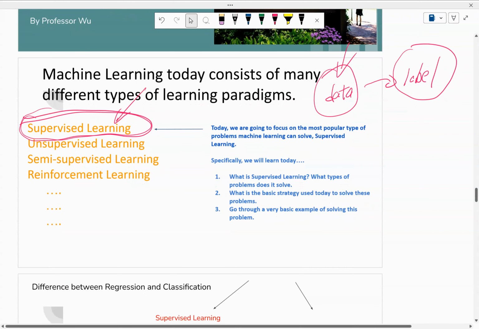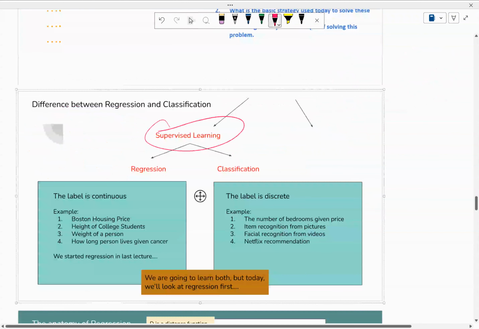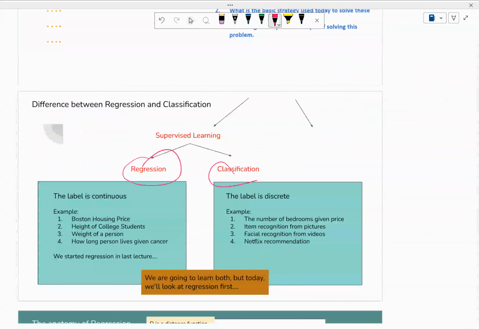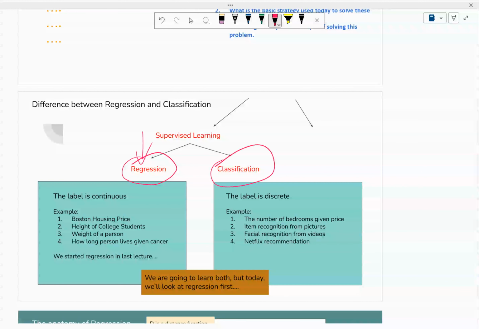Now, supervised learning is divided into two types. One is called regression, the other is called classification. Remember, we have labels and you're trying to predict the label. In regression, you're trying to predict continuous labels. Time, for example, is a continuous thing. And classification is when you're trying to predict categories.